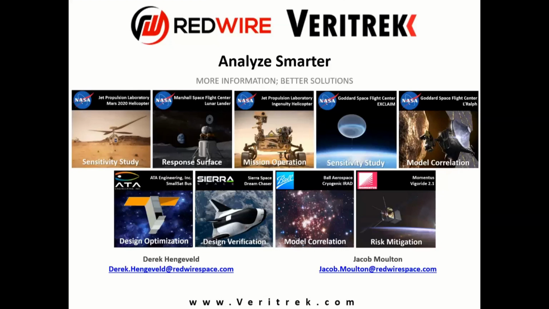On the bottom row here, again, some commercial customers. ATA Engineering used Veritrek for a design optimization for a CubeSat. Sierra Space used Veritrek on their Dream Chaser program. Ball Aerospace used it, again, for rapid thermal model correlation. And then Momentus recently used it for risk mitigation on their Vigoride 2.1. So just a sampling of customers using Veritrek, using reduced order modeling for their thermal analysis.